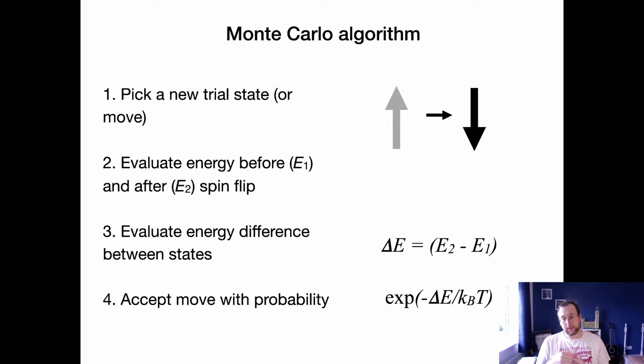So if kBT, for example, is very small, then this probability of flipping is very, very tiny. As the thermal energy gets much larger, the probability of flipping increases, and so you get a kind of natural evolution of the system in time.